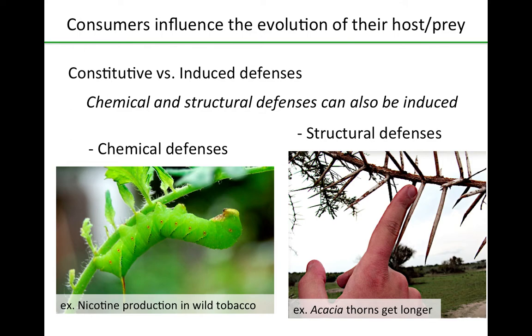Okay, and you can think about, and maybe I won't talk too much about this in the video, but it's a good idea to think about why this might be a good strategy over always having really long thorns or always having lots and lots of nicotine in your plant tissue. And the paper that you will read in this coming week will get at some of those questions as well.